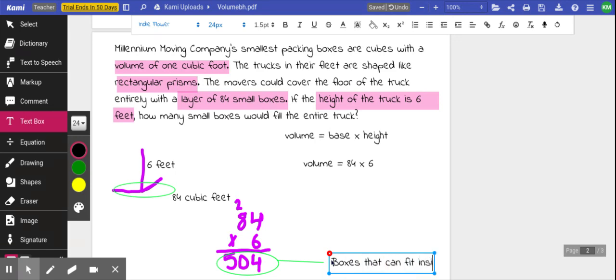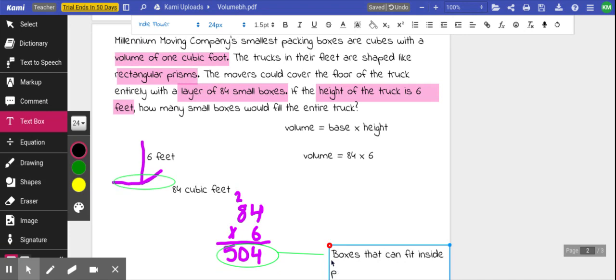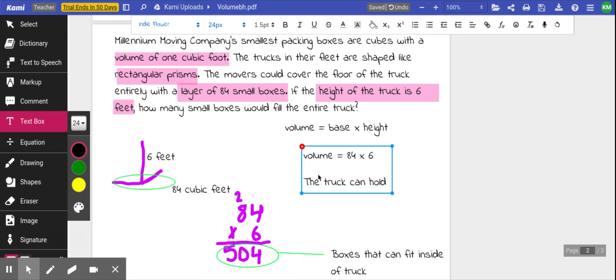And I'm going to go ahead and state my answer in a complete sentence. The truck can hold 504 small boxes. That is my answer.